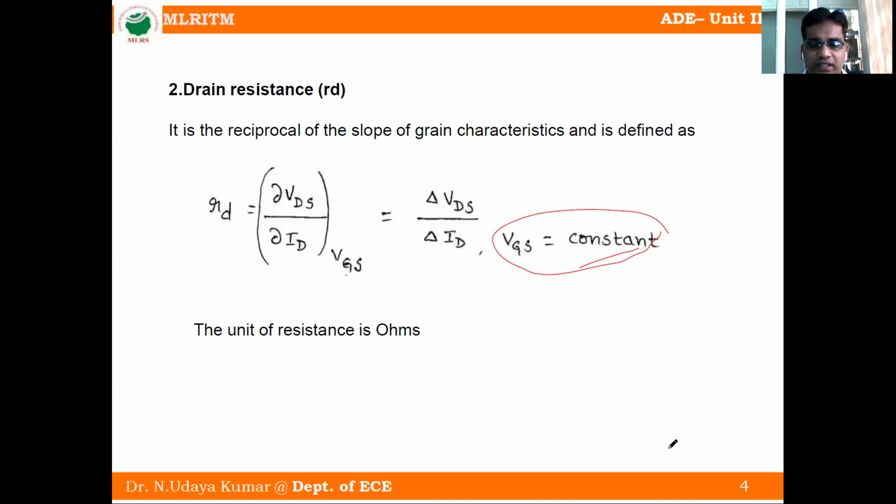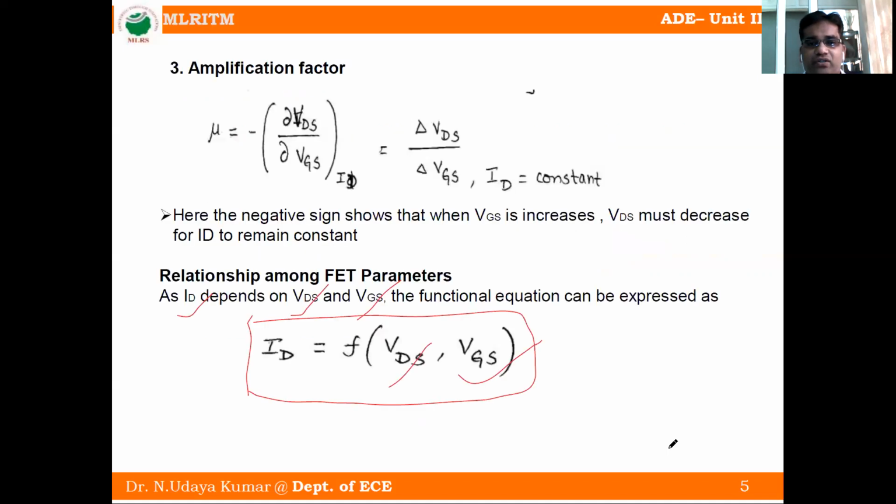The next parameter is drain resistance. Drain resistance is change in VDS by change in ID at constant VGS. Similarly, amplification factor. In amplification factor, which term is constant? ID is constant, that means drain current is constant. The remaining parameters are VGS and VDS. So change in VDS by change in VGS at constant ID, we call it the amplification factor.